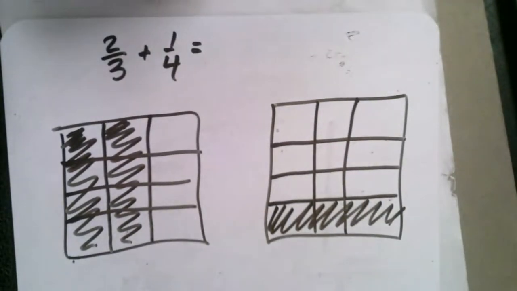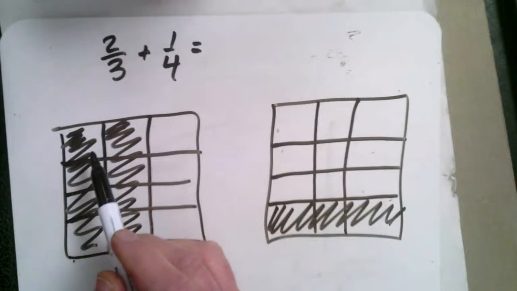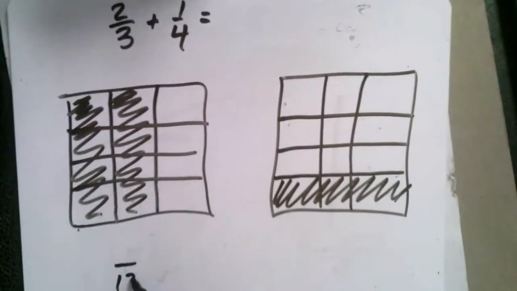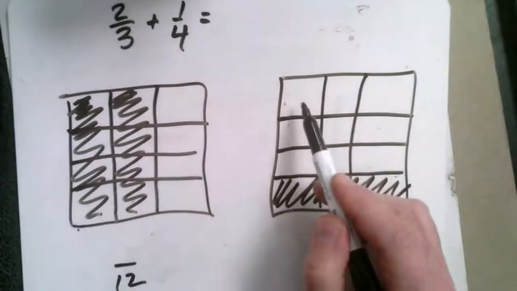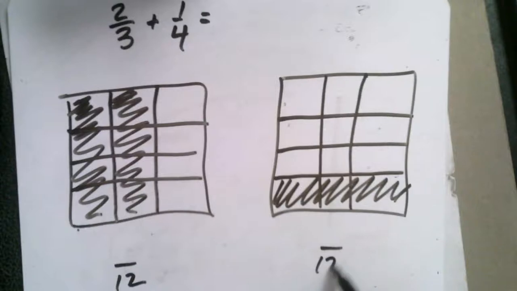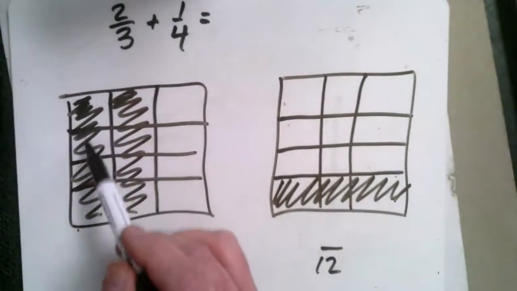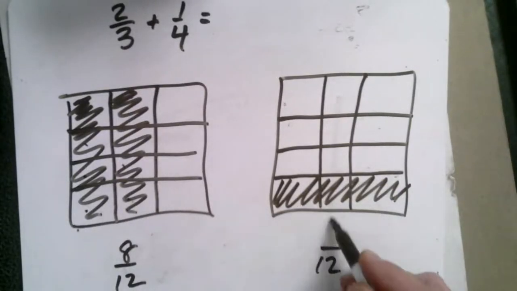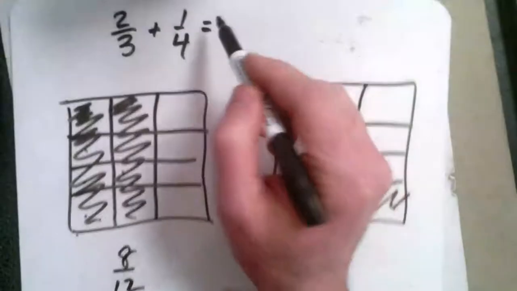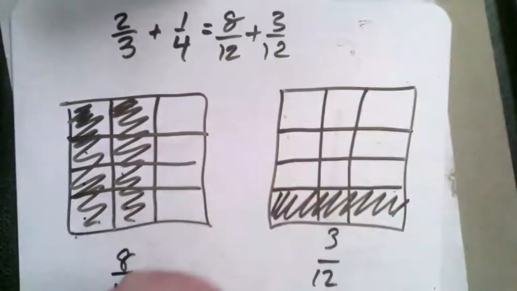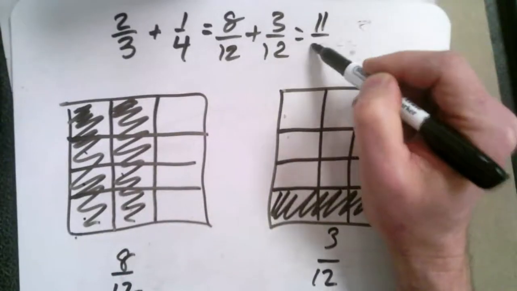And now, how many parts are in each whole? That's my common denominator. 1, 2, 3, 4, 5, 6, 7, 8, 9, 10, 11, 12. This is twelfths. Okay. This is twelfths. And then we're going to look at how many pieces are shaded. 1, 2, 3, 4, 5, 6, 7, 8 twelfths. Plus 1, 2, 3 twelfths. Well, what is 8 twelfths plus 3 twelfths? It is 11 twelfths.